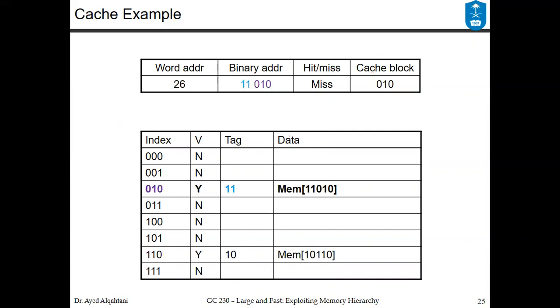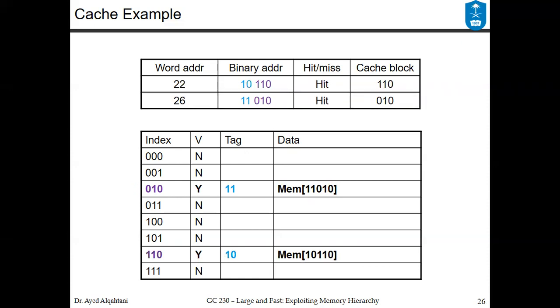Now, after that, you have another access, which is the word address 26, in binary 01011. So you know the location is here in purple, and you know the tag is 11, and you switch the valid from N to Y, meaning yes, there is a present value. Similarly here, you put the data memory of this address. So now you know the drill.